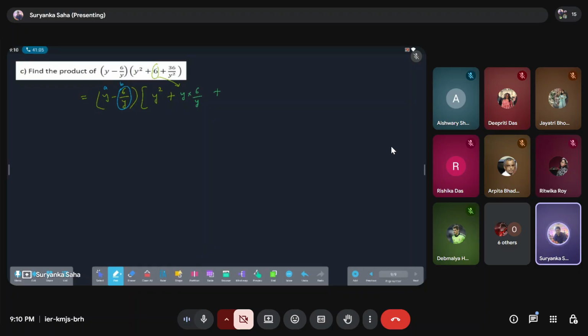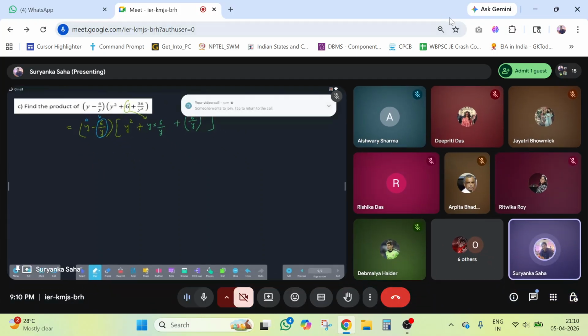So now 36 by y square we can write 6 by y whole square. Now that is the form of a cube minus b cube.